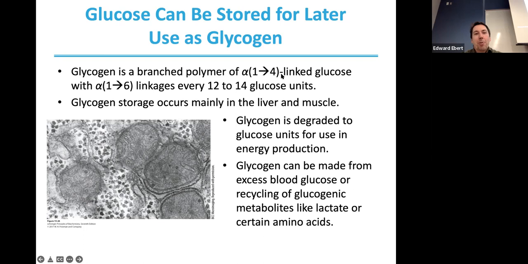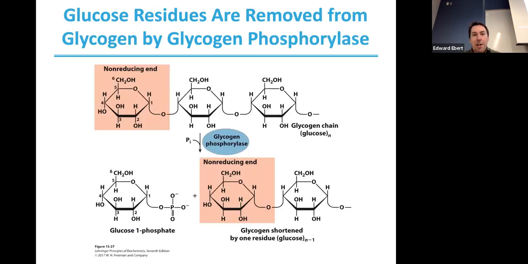We've talked about glycogen in Biochem 1. It's a branched polymer of alpha-1,4-linked glucose molecules that have alpha-1,6 linkages every 12 to 14 units. We see glycogen storage primarily in the liver and the muscle. Glycogen gets degraded. You can basically cut off a glucose as you need it. It's like a hummingbird feeder. And of course, all these little branch points allow thousands and thousands of glucose molecules to be cleaved off fairly quickly. Our glucose residues are removed from glycogen by glycogen phosphorylase.